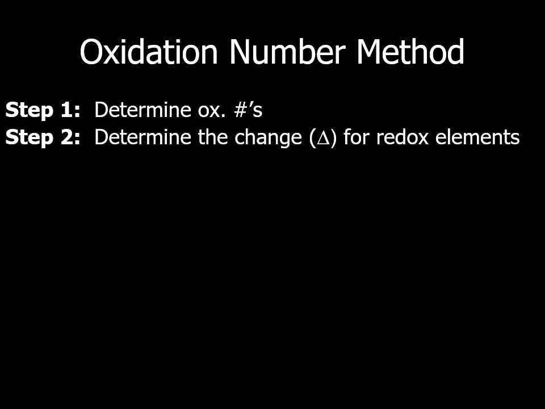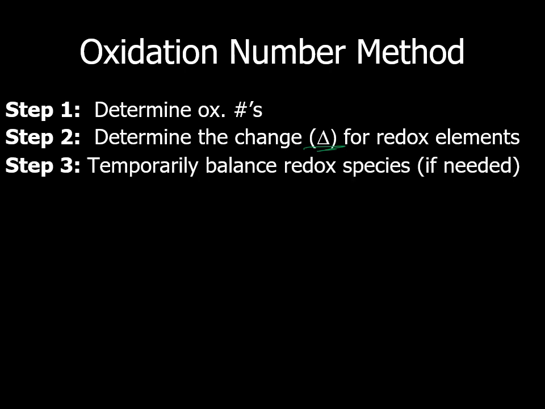And then you want to look at, based on those oxidation numbers, which atoms are going through a redox reaction. So determine the changes, the ones that are actually changing their oxidation numbers, and those are the ones that we want to look at in terms of who is gaining electrons and who is losing electrons.